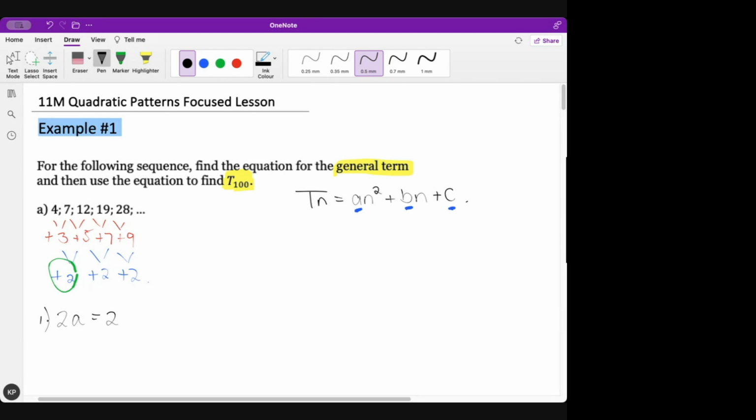In this case, that is 2. Let's just work out a while we're here. Divide by 2 on both sides. That means a is 1. Okay, we're done with that.